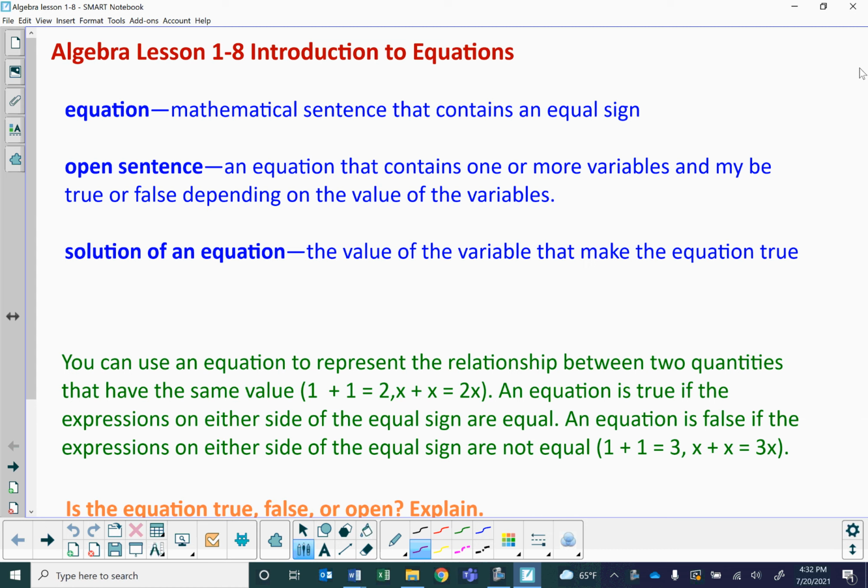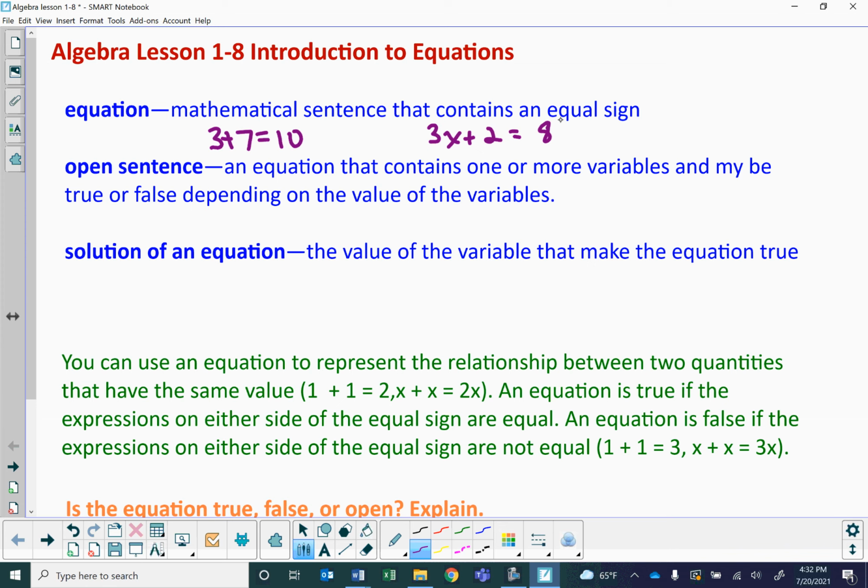An equation is a mathematical sentence that contains an equal sign. Like we could have 3 plus 7 equals 10. That is an equation. Or you could have 3x plus 2 equals 8. That is also an equation. Anything that has an equal sign is considered to be an equation, whether or not it has a variable.